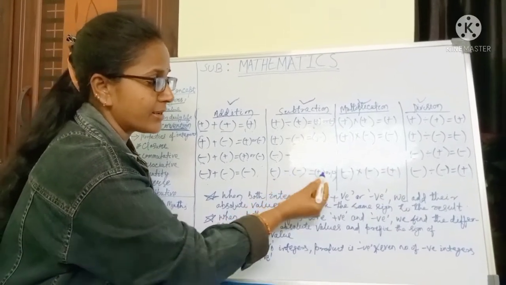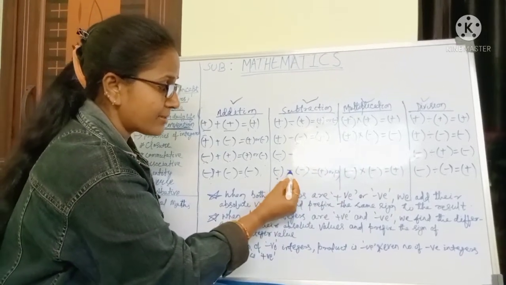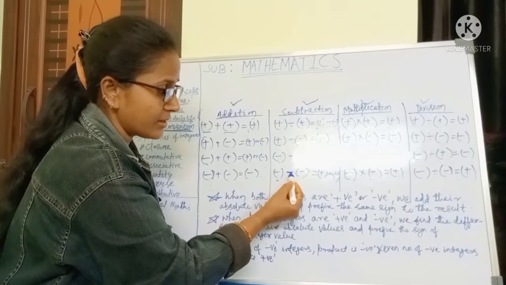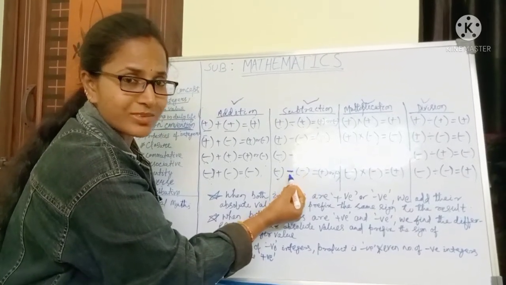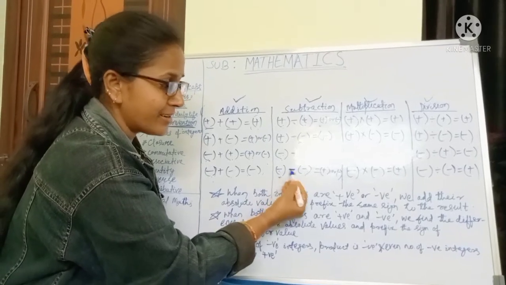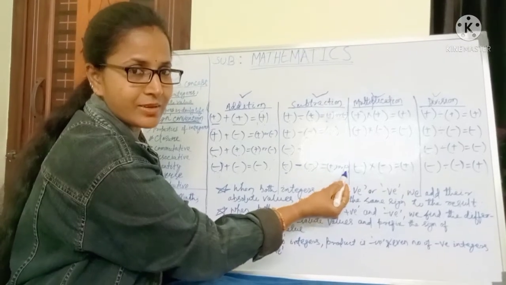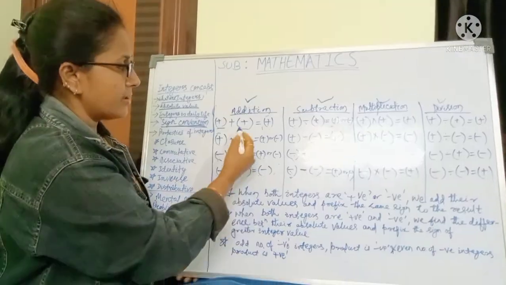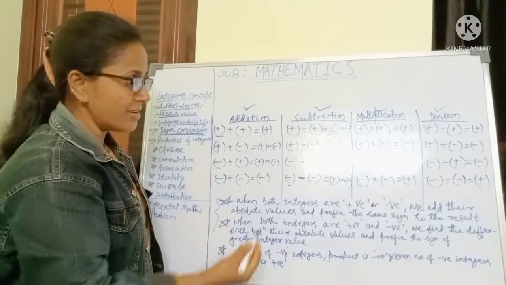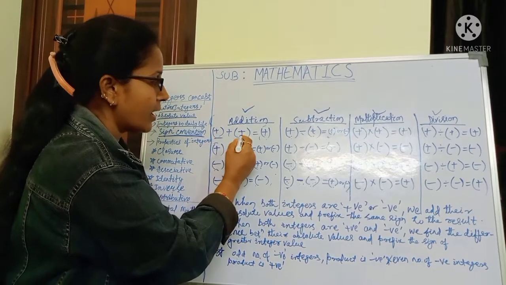Then you get either positive or negative in the result, because the subtraction sign together with the negative sign of the negative number becomes positive. So when you add a negative and a positive number, you get either positive or negative in the result. These two conditions relate to addition and subtraction. Subtraction is nothing but the opposite of addition.